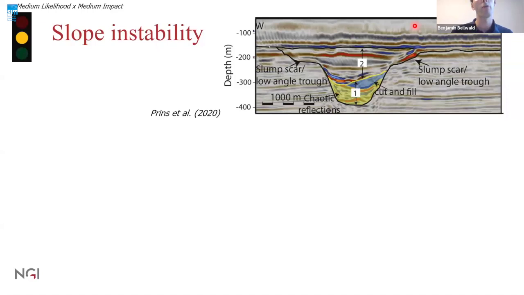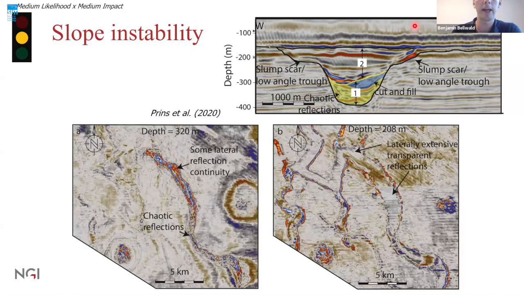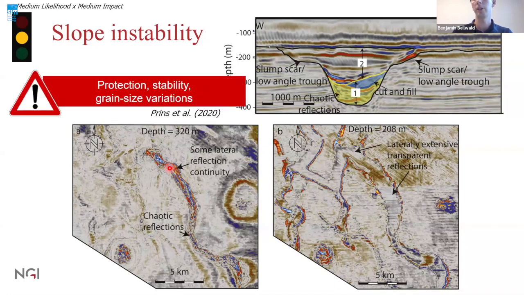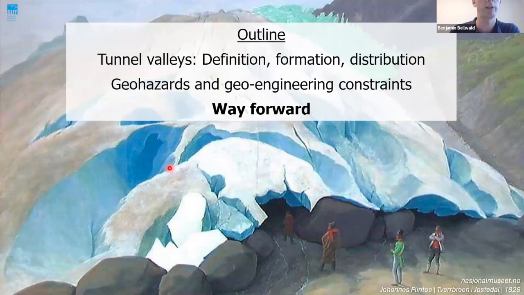Also a fantastic paper from Lasse Printz, GEOS. He mapped out a lot of tunnel valleys and he used time slices to identify where the slope failure is coming from, so that you see up here. So the areas where it's coming from, and then where do we have the deposits? Where do we have these coarse-grained debris lobes of the slopes failing into the tunnel valley? So it's again beneficial to have ultra-high-res 3D seismic data to deal with that. Slope stability is a big concern because it has an impact on protection, on stability, and also you may have a lot of grain size variations in the deposits.